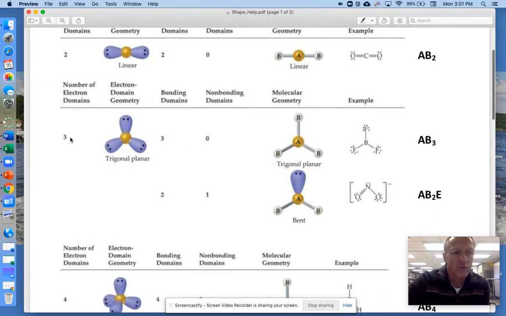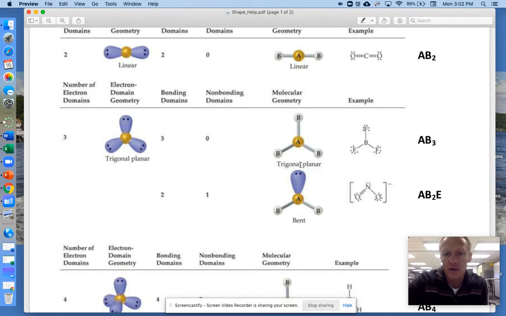Next one, if you have three electron pairs around the central element, it is trigonal planar. So that is the electron domain geometry. So the electron pair geometry is trigonal planar. These are all in the same plane. If you have bonded element, bonded element, bonded element, then the shape of the molecule, the molecular geometry, is also trigonal planar. So whenever you have no unshared pairs around the central element, the molecule geometry is the same as the electron geometry.